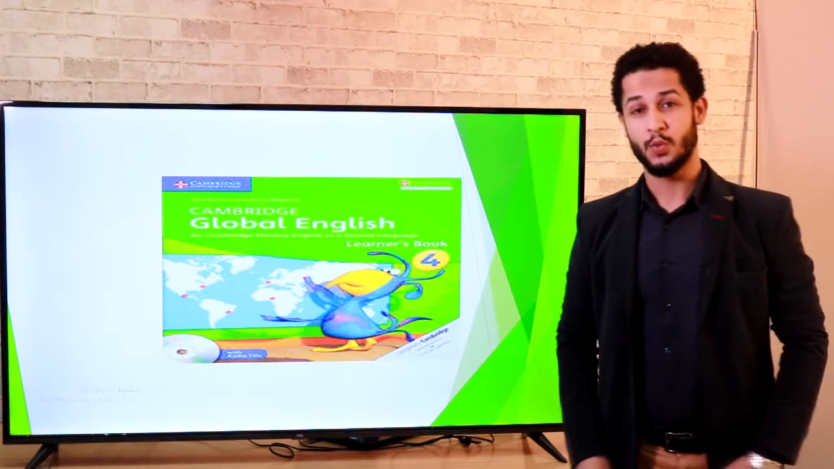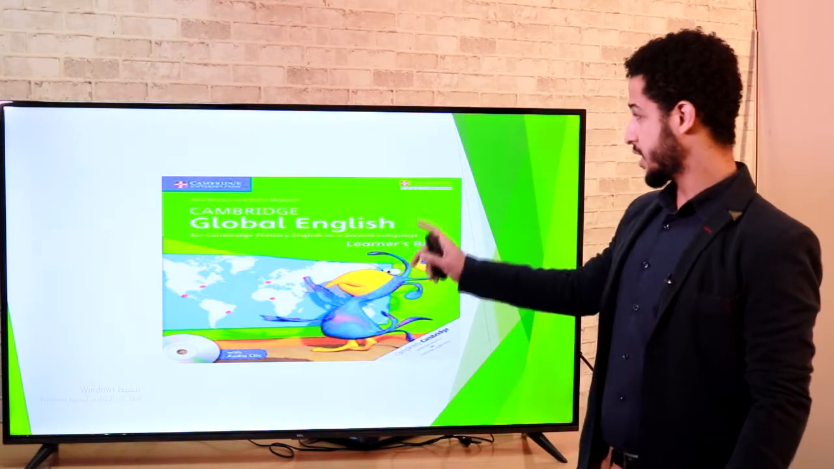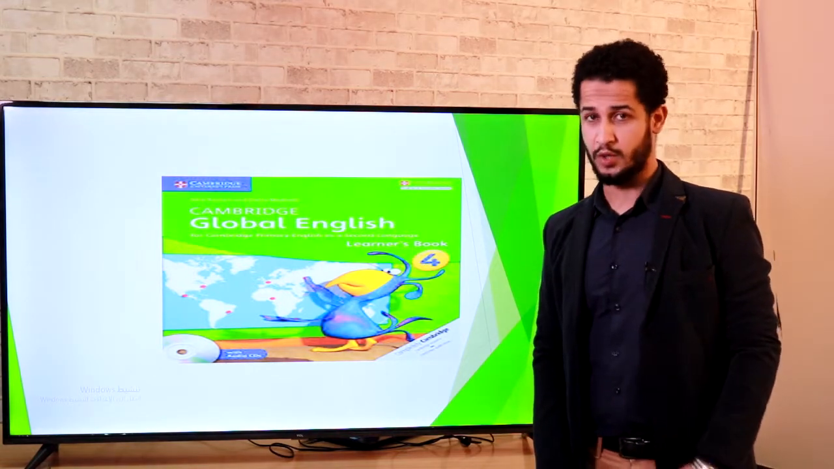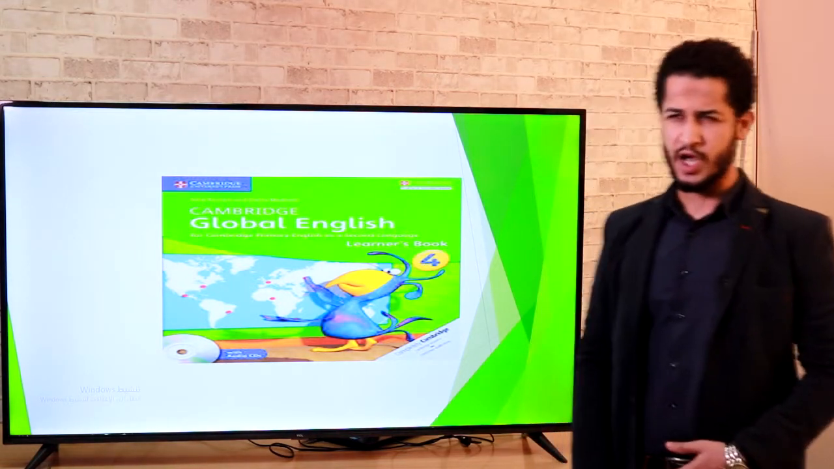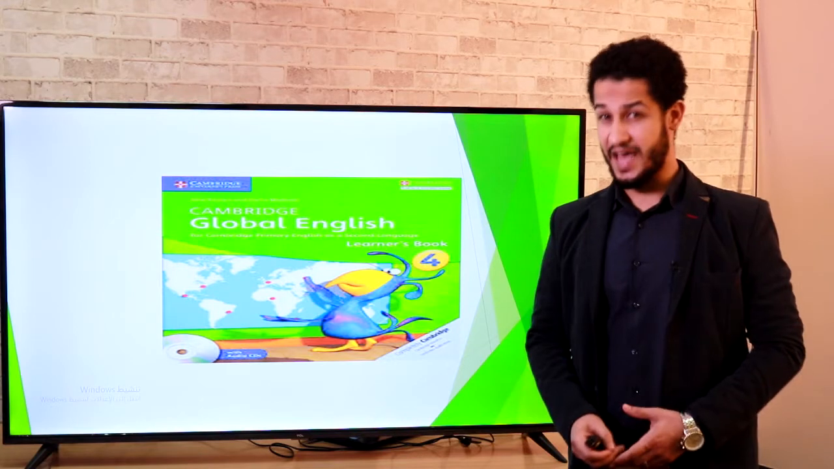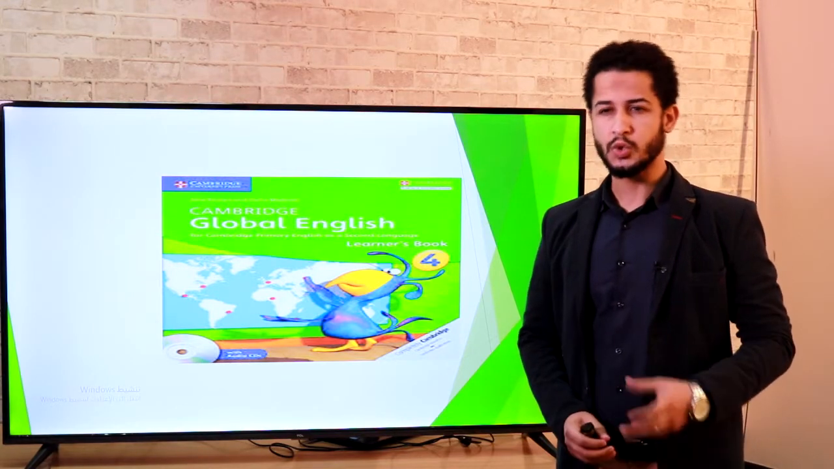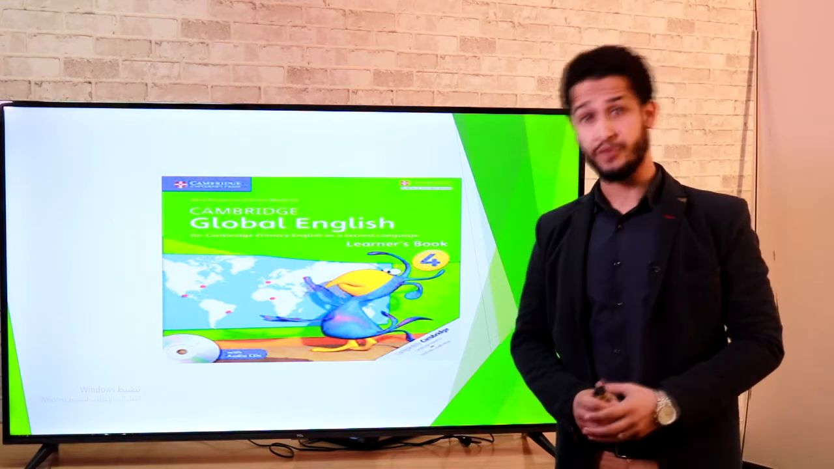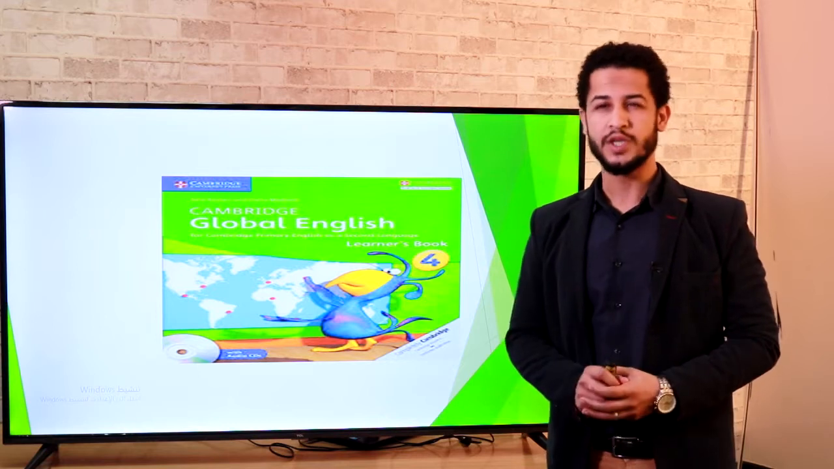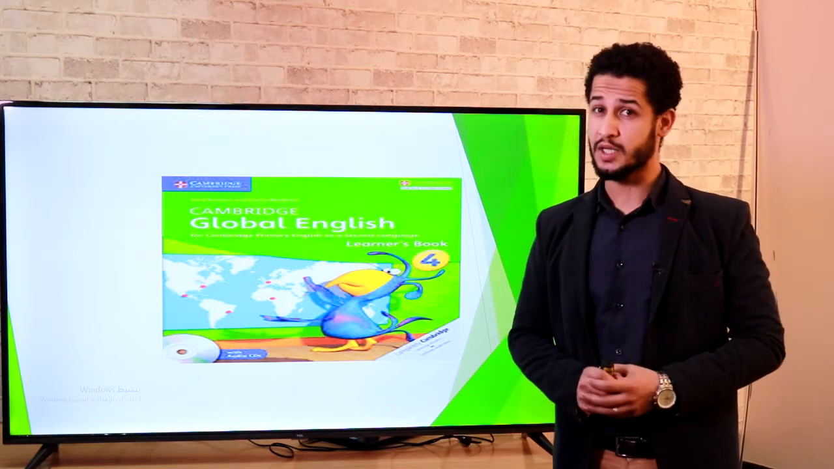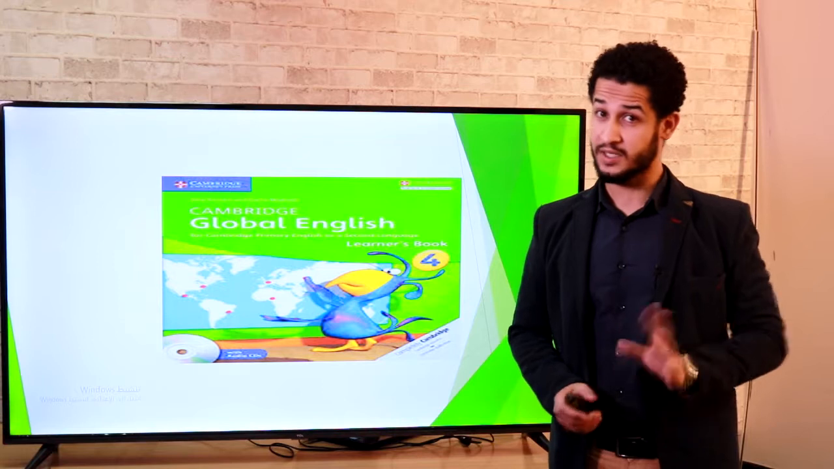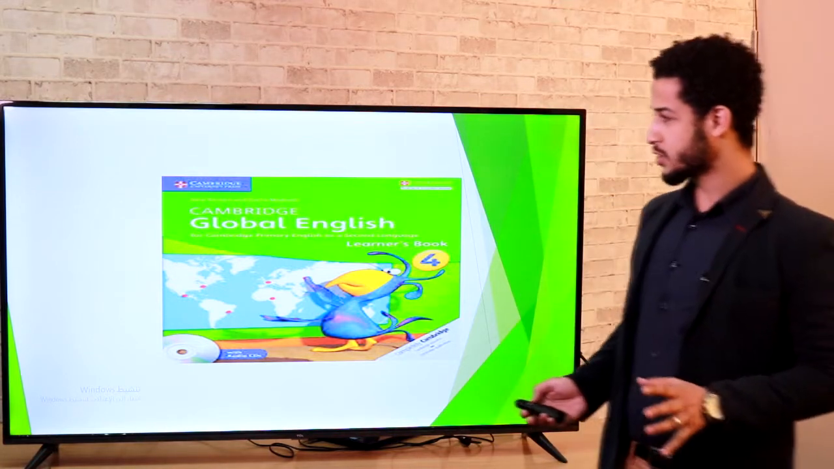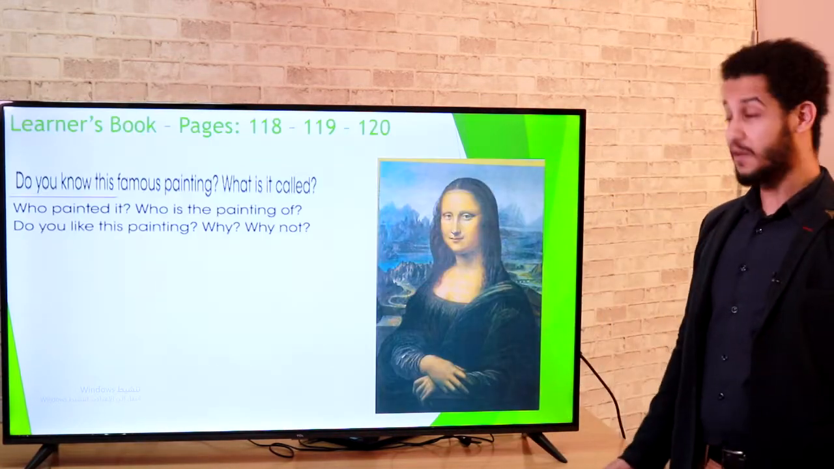Today, inshallah, we will finish Unit 8 in Cambridge Global English 4. Okay? If you remember, last time we talked about how to write an article concerning a theft story, right? And before that, we read an article about the theft of the golden falcon. Today, we will talk about another theft story.